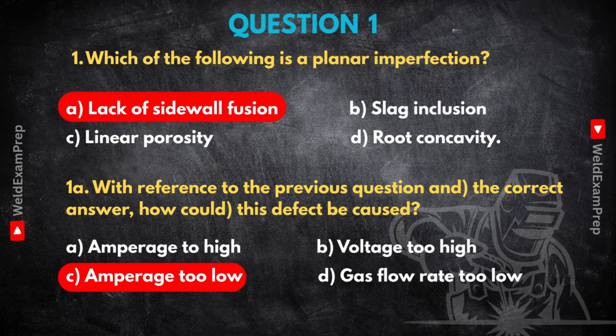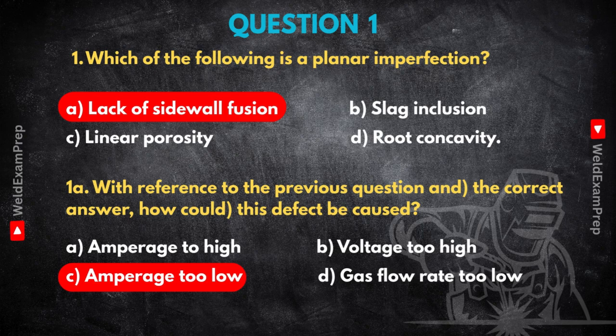What about the other options then? Well, let's see. If the amperage were too high, you'd probably see different issues like excessive penetration maybe, or undercut, even burn through. Very different problems. Okay. Voltage mainly influences the arc length and the overall bead profile. Too high a voltage might give you a wider, flatter bead perhaps, or maybe excessive spatter, but typically not lack of sidewall fusion as the main defect.